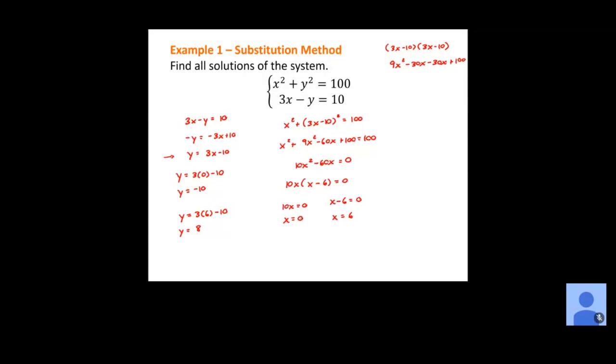So now, what would be the two ordered pairs that are solutions to the system then? Good. So (0, negative 10), because when I substituted 0, I got negative 10. And then when I substituted the 6, I got 8. So we actually get two different points here, and both of these are solutions to this system.